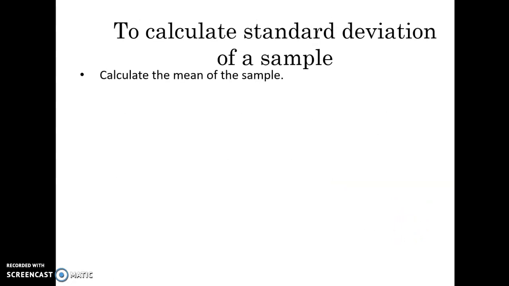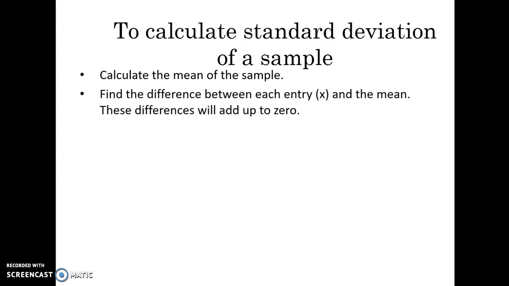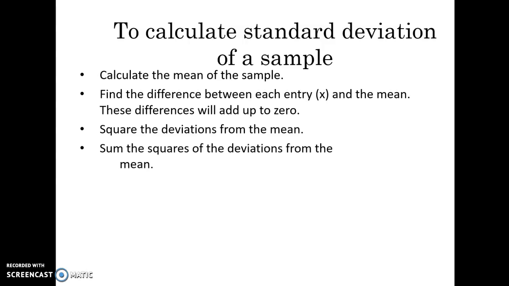So we've got to calculate the mean first. And we already learned how to calculate the mean. We can use our calculator to do that. Find the difference between each entry and the mean. These differences will add up to 0, so you don't add them. You find the differences. Then you square them. Then you add them up. If you add them up before you square them, it's going to be 0 every time. And then you divide by n minus 1. And that gives you the variance.